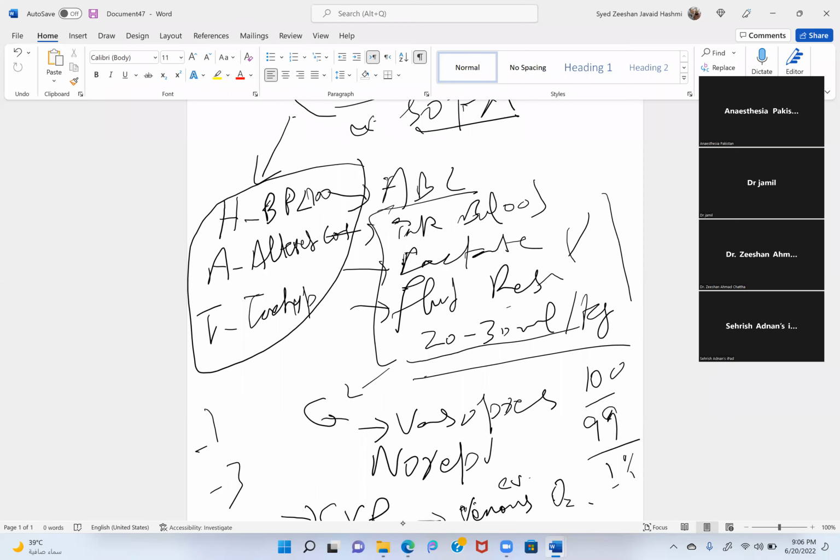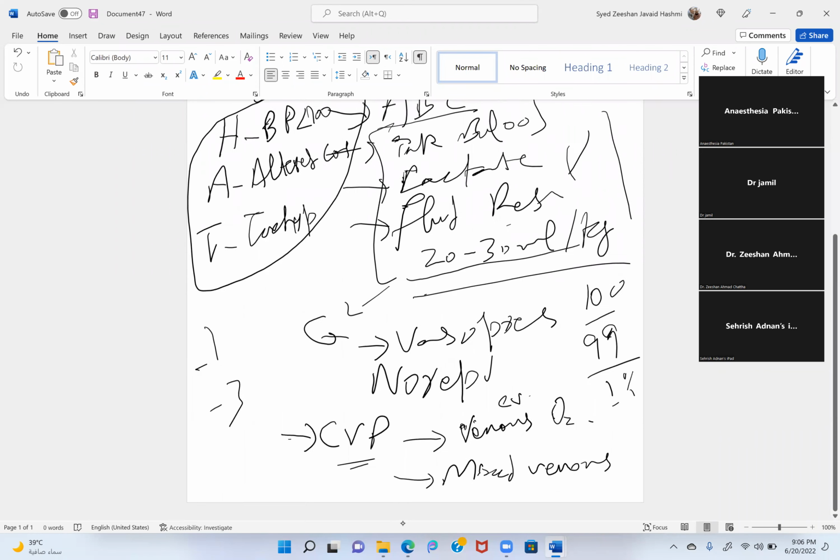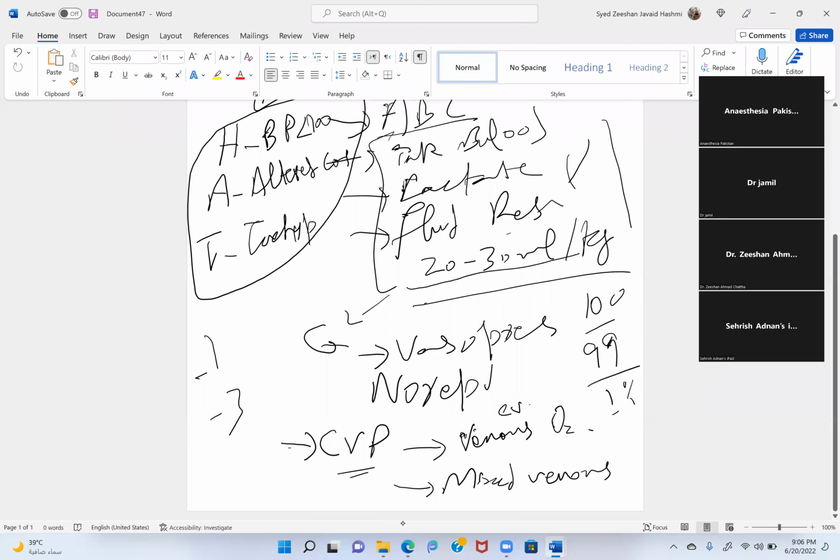But don't confuse yourself. That approach should be the correct one. And then you are starting the vasopressor. Then you talk about mixed venous or central venous oxygen saturation. You should have a specific target for it. Okay.